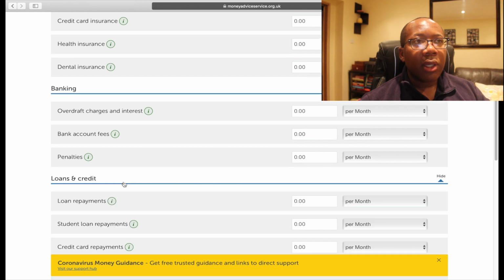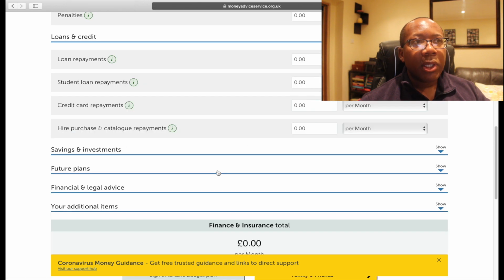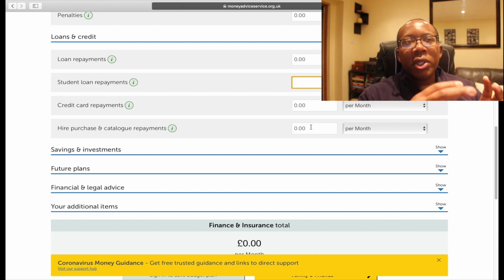As we look through things like loans and credit, so you see loans repayment, you see student loan repayments. This is the point I was making earlier. Once you get rid of hire purchase, or you review and revise your hire purchase commitments, you can see some really big positive impacts on your budget.